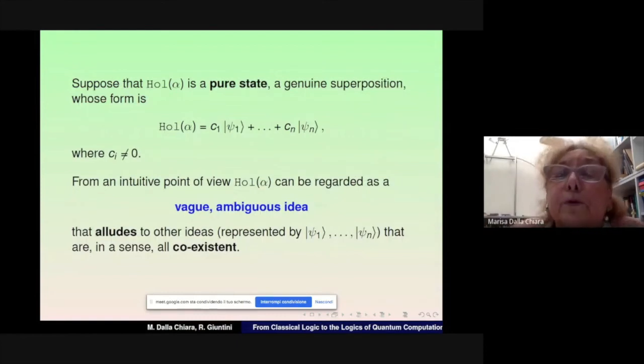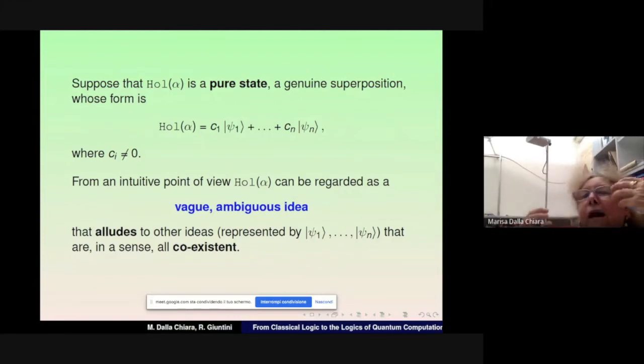Suppose that rho alpha is a pure state, a genuine superposition, whose form is the following genuine superposition where all amplitudes are different from zero. Now it is interesting to try to interpret such a situation. From an intuitive point of view, rho alpha, that is a particular density operator, a pure state in this case, living in the semantic space of our formula, can be regarded as a kind of vague, ambiguous idea that alludes to other ideas represented by the pure states psi1, psi2, and so on, psi-n, that are in a sense all coexistent.